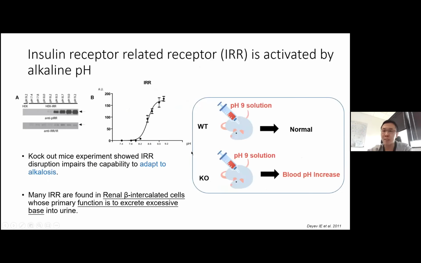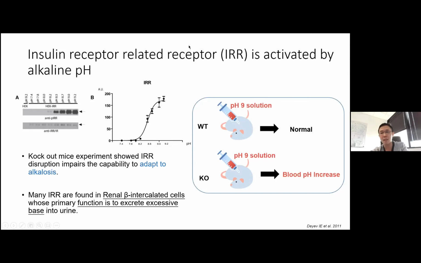Yeah, I have two more slides. So I told you at the very beginning, there is a third member of the insulin receptor family, called the insulin receptor related receptor. So far, no ligand has been found that can activate this receptor. But there was a study about 10 years ago. They found that pH can activate this receptor. If you change the pH from 7 to 9, the receptor can be activated.